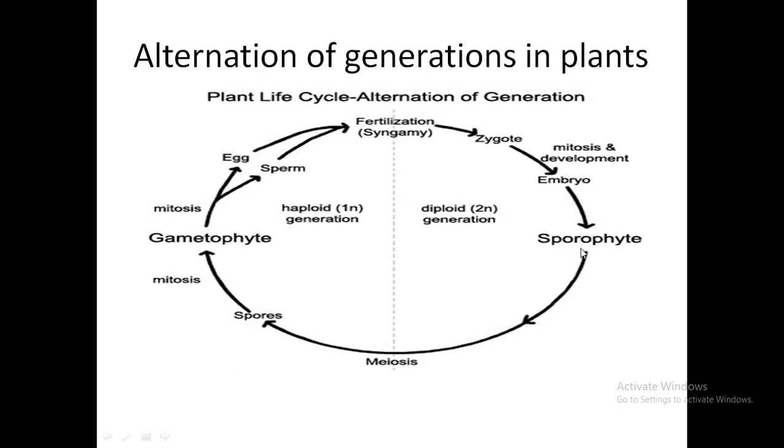Embryo develops into sporophyte. Sporophyte is diploid because it is developed from zygote. A sporophyte undergoes meiosis to produce haploid spores. Now, haploid spores differentiate into gametophyte. That is why gametophyte is haploid, because spores are haploid.